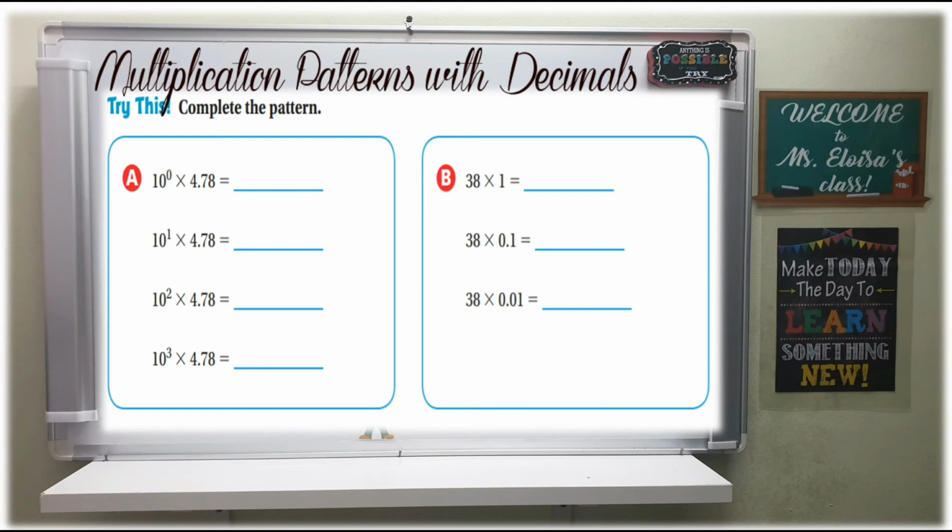And here are the answers. We have 4.78, 47.8, 478, and 4,780 for letter A. For letter B, we have 38, 3.8, and 0.38. Do you get them all correctly?